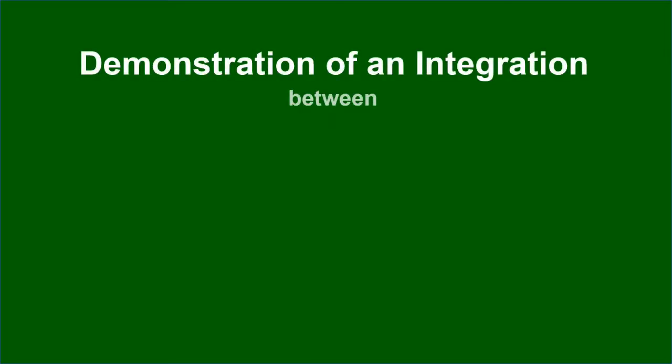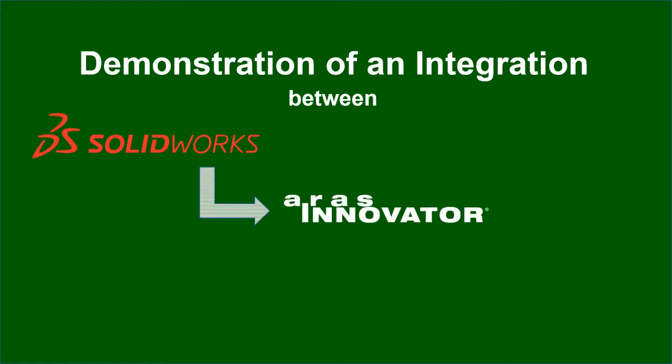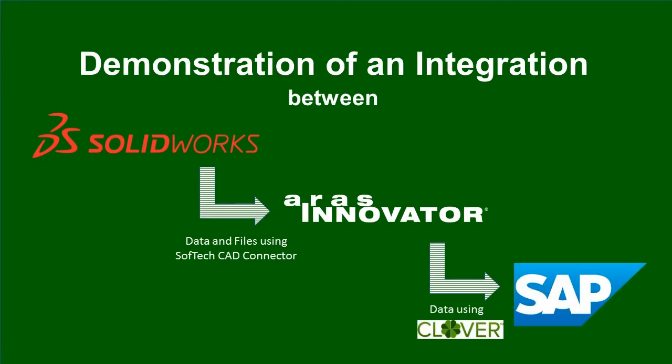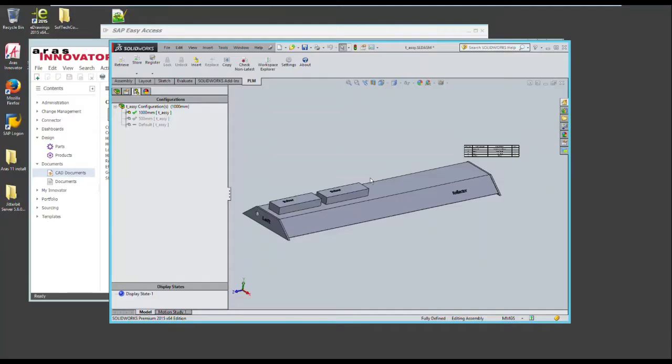This is a high-level demonstration of integrating SOLIDWORKS to Aras Innovator for data and files using the SoftTech CAD connector, and integrating data between Aras Innovator and SAP to be used in the execution of the business. We'll first start in SOLIDWORKS, and we will go through the process of registering, storing the documents, and storing the bill of material to Aras Innovator.